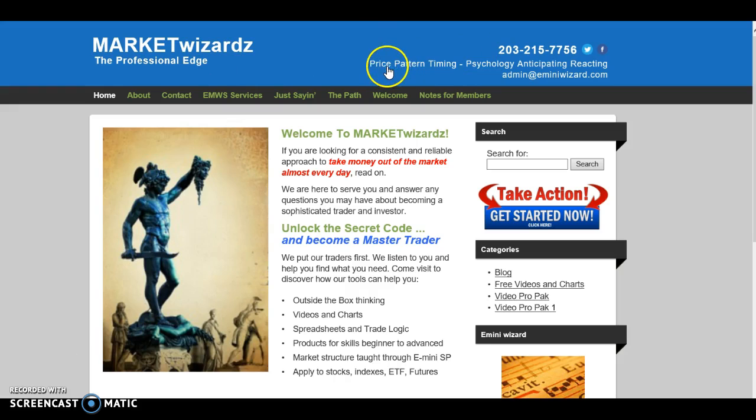I believe that price and pattern and timing and psychology and anticipating and reacting, these are some of the most important keys in the market. You have to put all of these together, just like a car is no good if it is missing a certain element. It's got a flat tire or no gas or no key. You need all of them to make it effective. Same thing with trading. You need to put a number of things together, and that's what we do with the E-mini Wizard System.